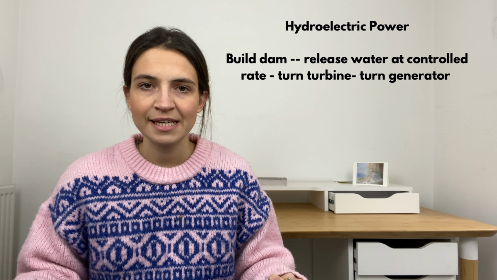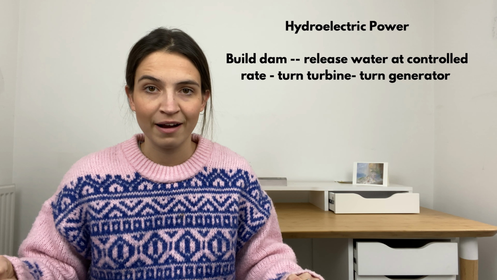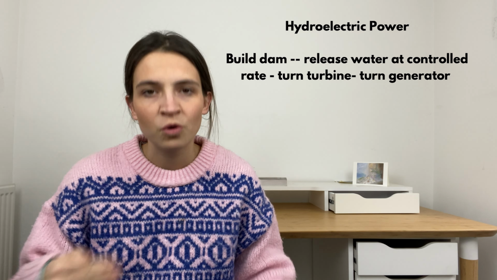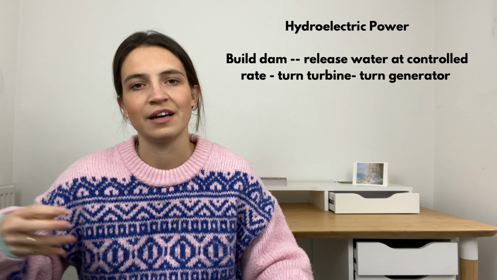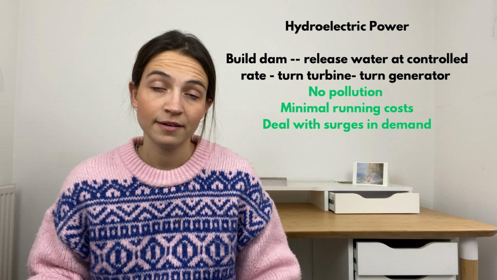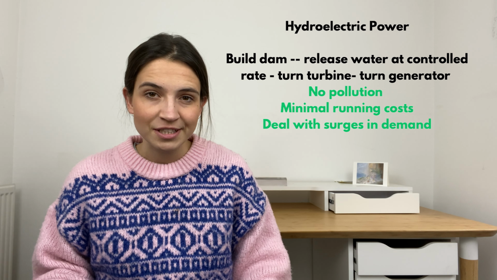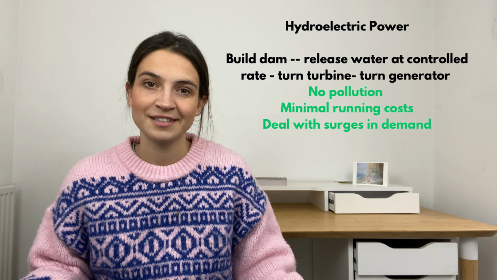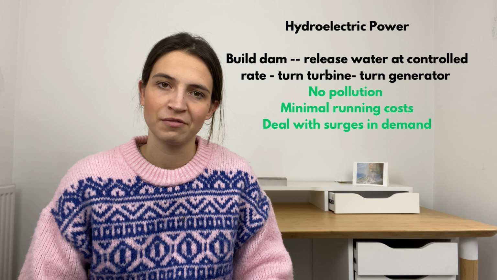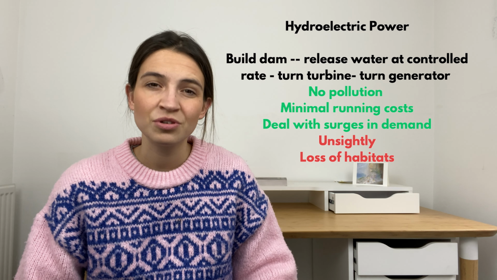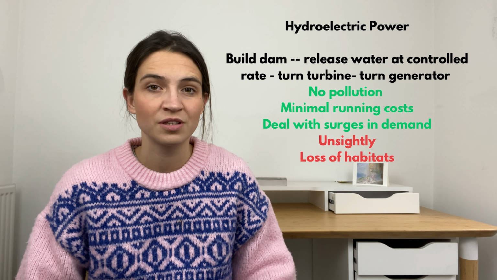Next, we're going to talk about our water-related energy resources, starting with hydroelectricity. Basically, build a dam and flood an area, not sounding great so far, and release the water at a controlled rate. Water turns turbines, turns the generator, out pops electricity. So again, no pollution, minimal running costs, and they can actually immediately respond to increased demand. So you can watch your Saturday night TV without interruption. However, arguably, they are unsightly and you do get a loss of habitats due to the flooding.